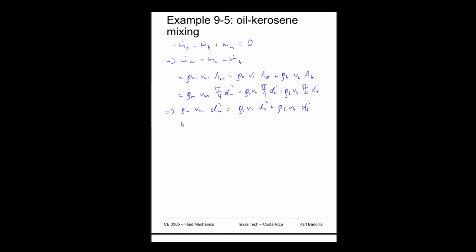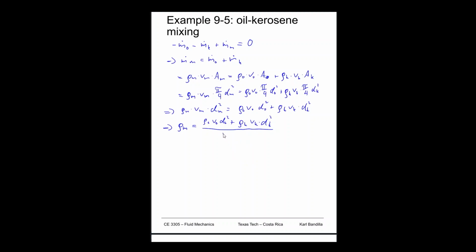which means we can solve this for rho m, which is what we're looking for. So we can say rho of the mixture is equal to that big term, so rho oil times V oil times d oil squared plus rho k times Vk times dk squared divided by Vm times dm squared. Oh, not rho mixed, that's what we're looking for.